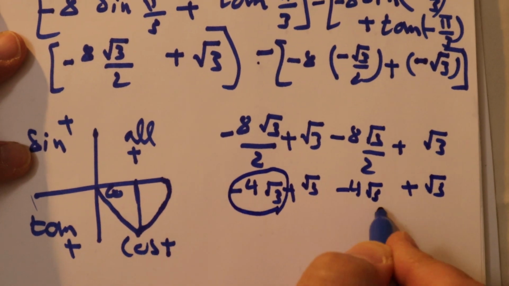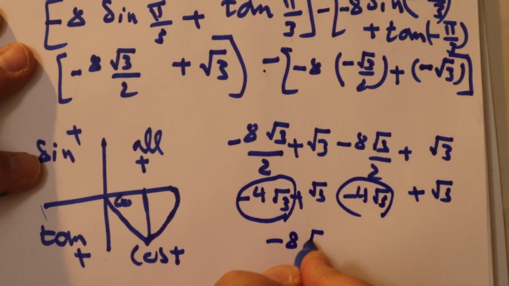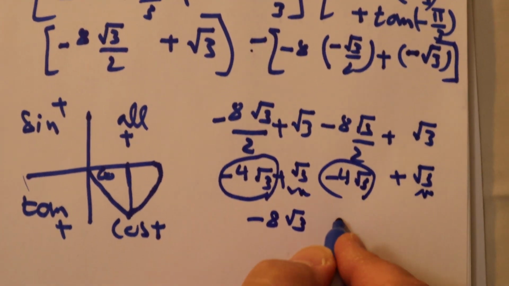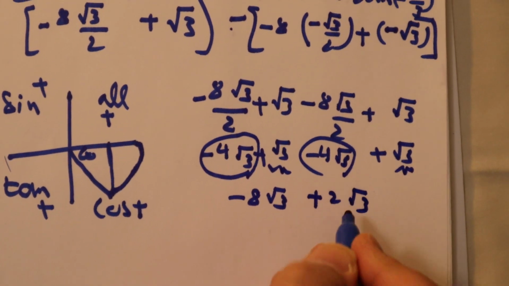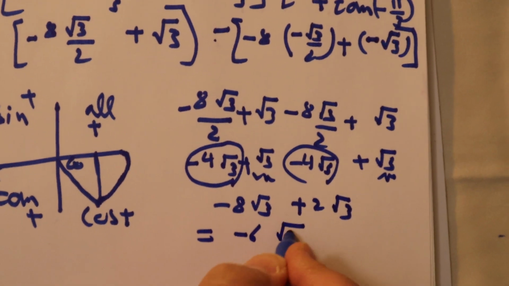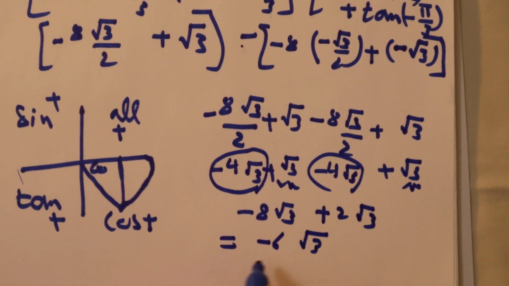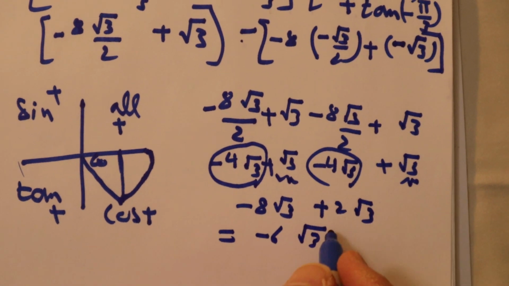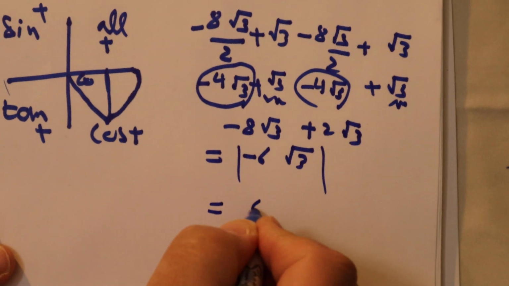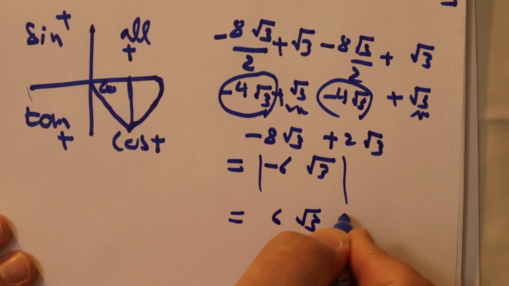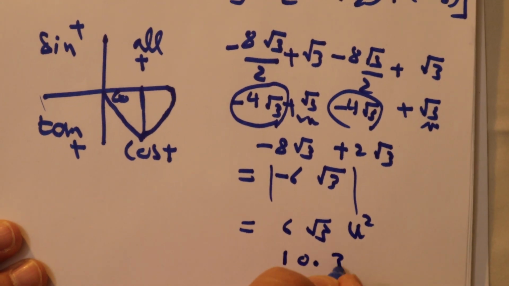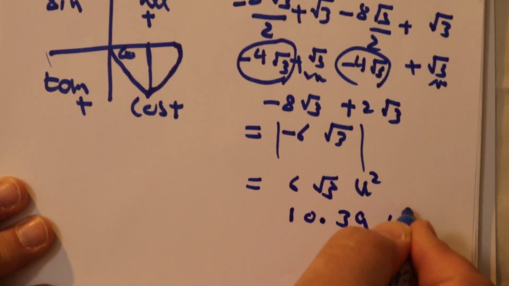Combine like terms: negative 8 square root of 3, and square root of 3 plus square root of 3 is positive 2 square root of 3. So negative 8 plus 2 is negative 6 square root of 3. And this is negative because it's under the x-axis. Take the absolute value because there's no negative area. So it will be positive 6 square root of 3 unit squared, or 10.39 unit squared.